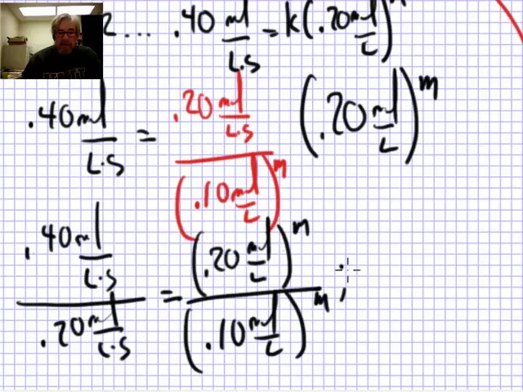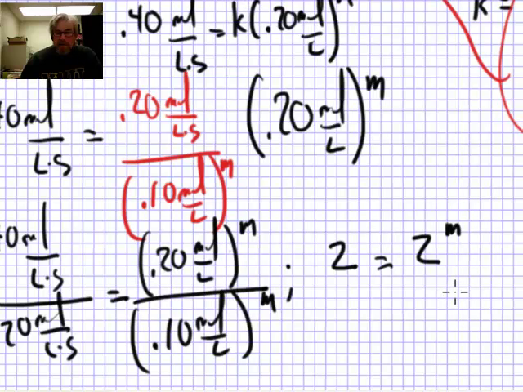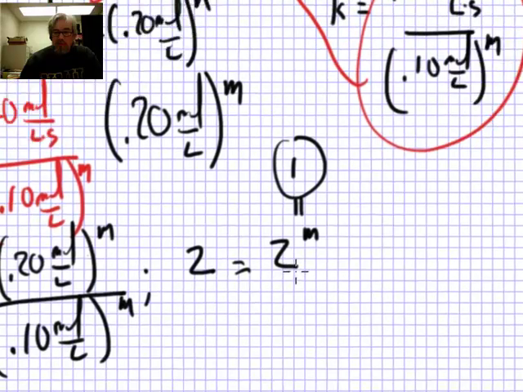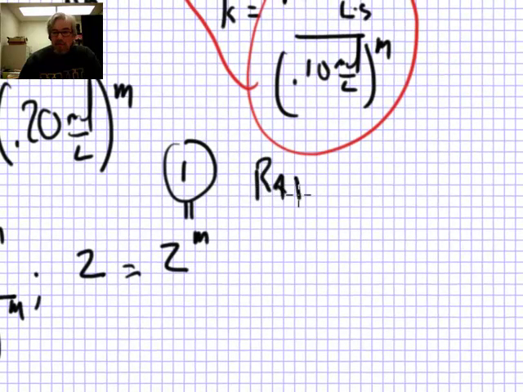Now 0.4 divided by 0.2 is just 2, and the moles per liter second cancel as well. And 0.20 moles per liter divided by 0.10 moles per liter, they're both raised to the m power, so I could say that this is also 2 raised to the m. So now the question is, what is m if 2 raised to it is 2? Well, clearly m has to be equal to 1. So our rate law looks like this. Rate equals k times concentration of A to the 1 power.